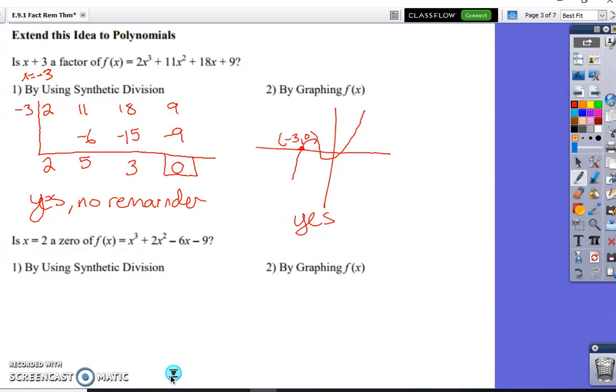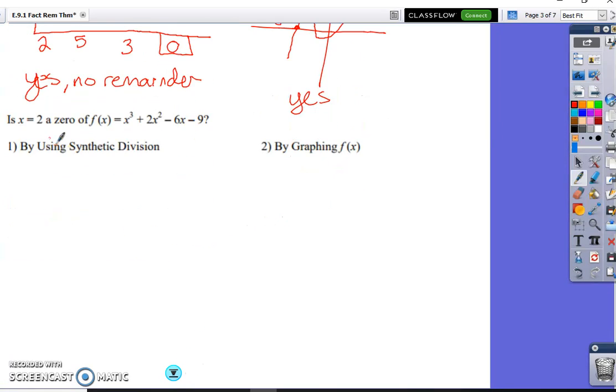Okay. The second question asks you, is x equals 2 a 0 of your f of x function? And this is a different f of x function here, but is x equals 2 a 0 of it? Now, this is already in the 0 format, so we're not doing a -2 when we do synthetic. We're putting a 2 out front here, and we're going to do our synthetic division. Okay, x to the third means I need 4 terms, so the x to the third has a coefficient of 1, x squared has a coefficient of 2, x to the first is -6, and x to the 0 is -9. So those are all of our numbers there.